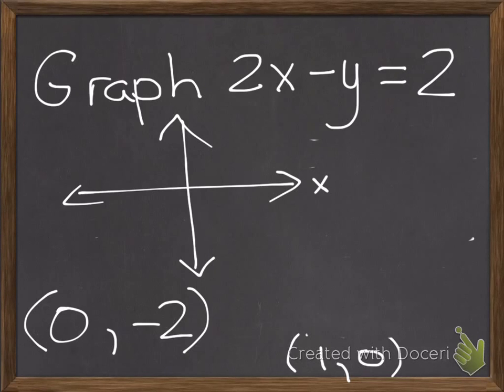this is my x-axis, this is my y-axis. I would go to 1, 0, and plot that point, and then I'd go to 0, negative 2, and plot that point, and then I'd draw my line through the points. And that would be my graph. So that's one way of doing this equation.